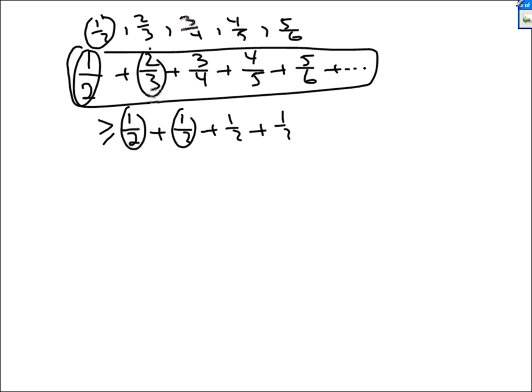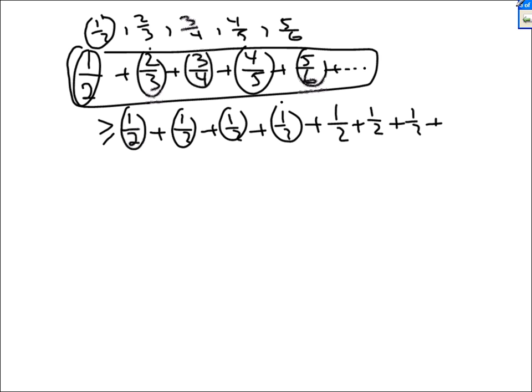But 2/3 is bigger than a half. 3/4 is bigger than a half. 4/5 is bigger than a half. 5/6 is bigger than a half. 6/7 is bigger than a half. 7/8 is bigger than a half. And so on. The problem is that this equals infinity. A half plus a half plus a half plus a half, that's infinity. I mean, 1 plus 1 plus 1 plus 1 forever, that's infinity. And the line above is even bigger, so it diverges.